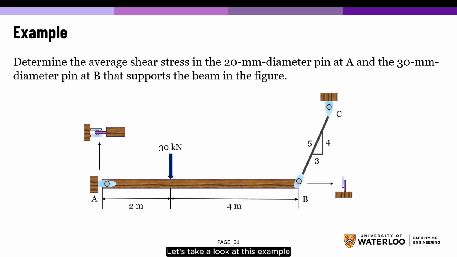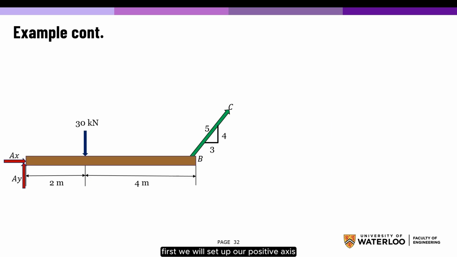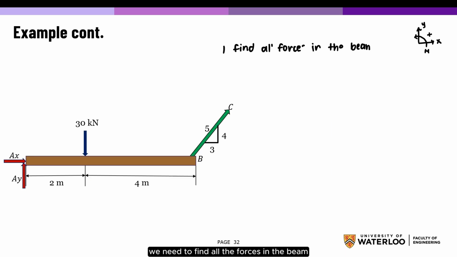Let's take a look at this example. Determine the average shear stress in the 20 mm diameter pin at A and the 30 mm diameter pin at B that supports the beam in the figure. First, we will set up our positive axes. We need to find all the forces in the beam.